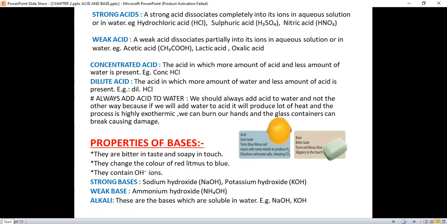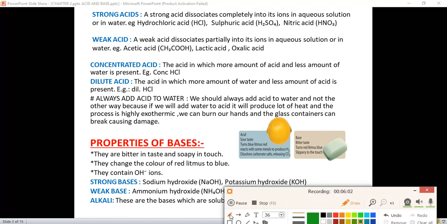Now we'll see the different types of acids like strong acids, weak acids, concentrated acid and dilute acid. Strong acids. What are strong acids? A strong acid dissociates completely into its ions in aqueous solution or in water. A strong acid is that acid which will completely break into its ions in aqueous solution. For example, hydrochloric acid will break into H plus and Cl minus ions in the presence of water. So hydrochloric acid is a strong acid.